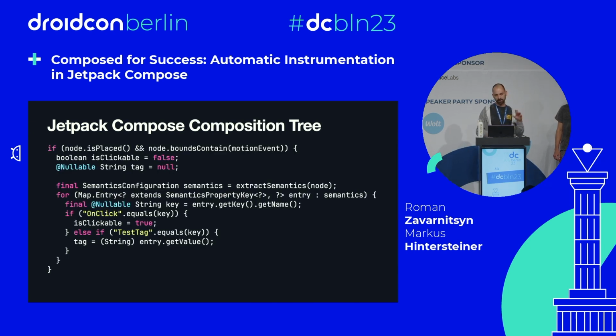Here's some code. It's actually quite similar to what we saw for the Android view system, so we still can check if a node is part of the view system, like node.isPlaced. We can also check if the coordinates of the node match with our touch target, and this way we can simply identify if the node and the click and the motion event all fit together.